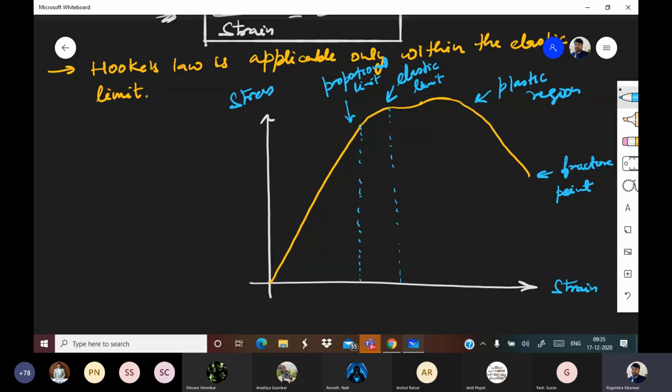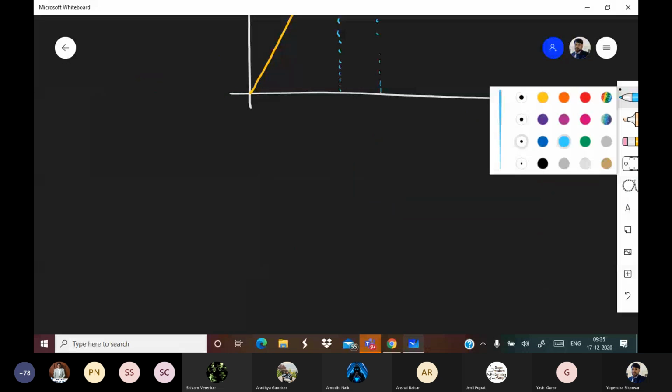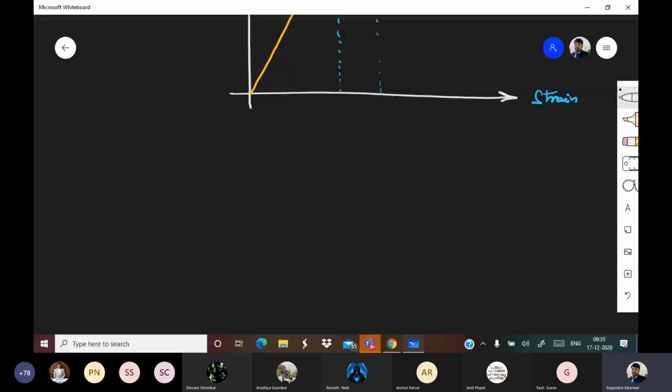All right, so now let us move further. There was a scientist called Young, Thomas Young. So, Young's modulus. Young was a very smart person. Why smart? You will realize very soon.